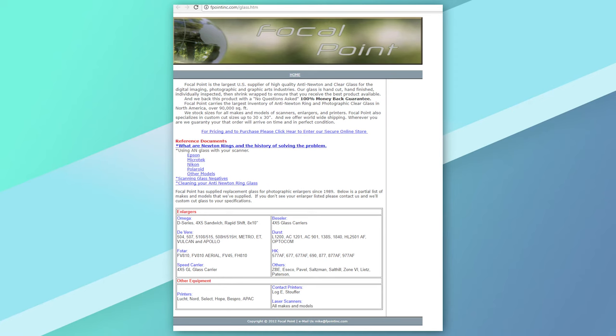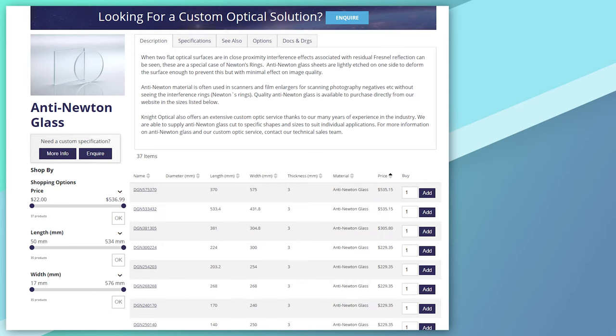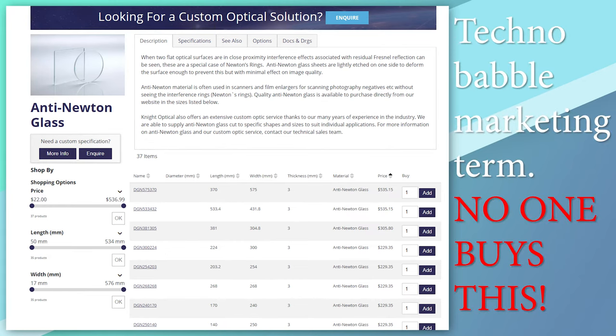Anti-Newton ring glass doesn't exist. Contrary to what many online photography storefronts want you to believe, there isn't a special purpose, magical glass that is specifically designed to reduce Newton rings.